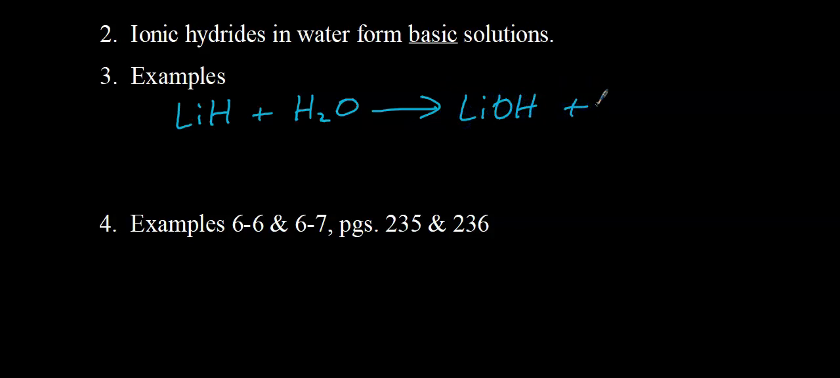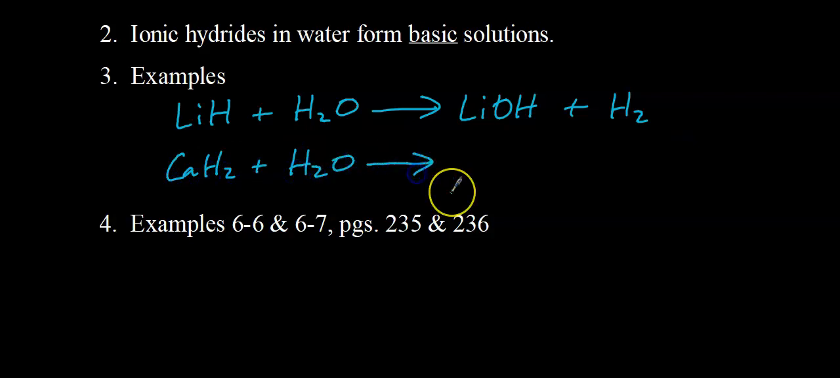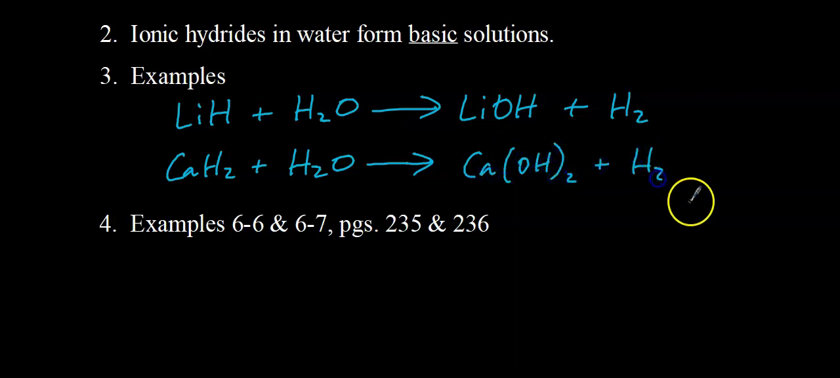But this time we have another product. This reaction will always produce hydrogen gas. And for time's sake, I will let you include states of matter and balance that equation, so you can take care of that. Here's another example. Calcium hydride reacts with water to produce, again, a basic solution. This time our base is calcium hydroxide. And again, we have hydrogen gas that is produced.